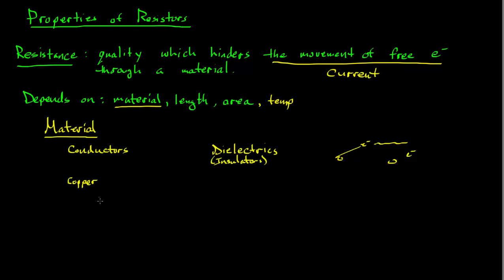Some examples of conductors: copper is the big one. That's what we use in typical wire. Silver, aluminum, tungsten, and so on. Basically your metals. Dielectrics: glass, human skin, plastic like PVC, water, not that great, but it works.